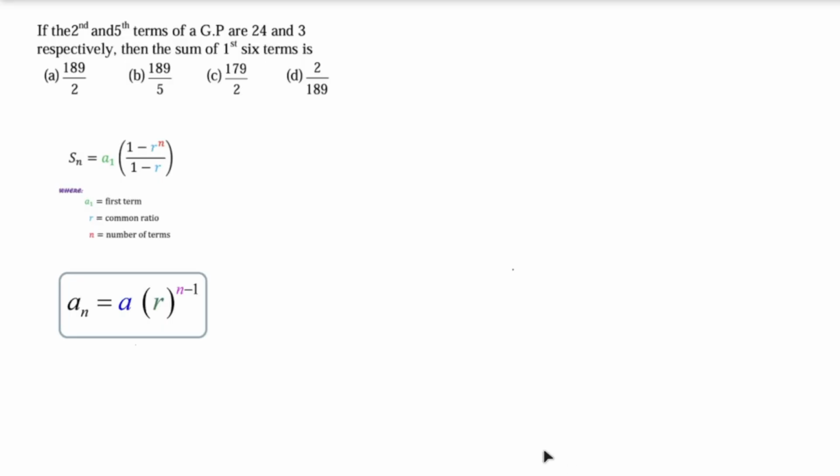Next sum. If the second and the fifth terms of a GP are 24 and 3 respectively, then find the sum of first 6 terms. So we have to find S6 here.